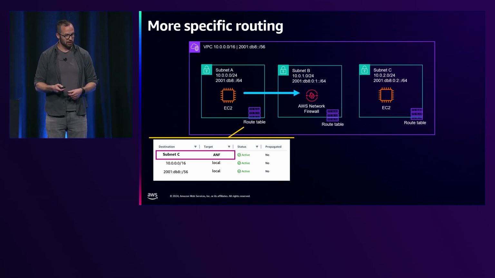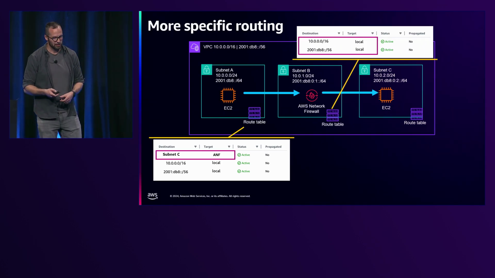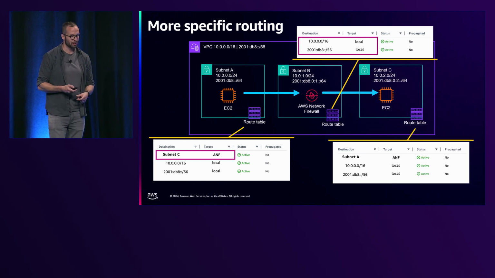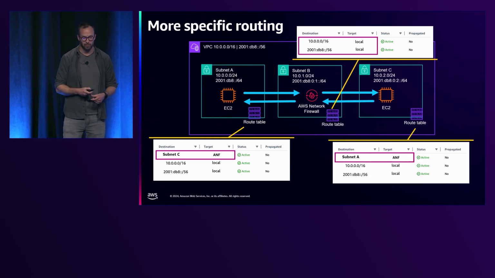Once you're in the subnet of the network firewall, that route table doesn't matter. It's just a local route. You're getting clean traffic. And then after inspection, you're hitting subnet C. And then you need to make sure that return traffic is also configured correctly so that traffic goes back the same way.